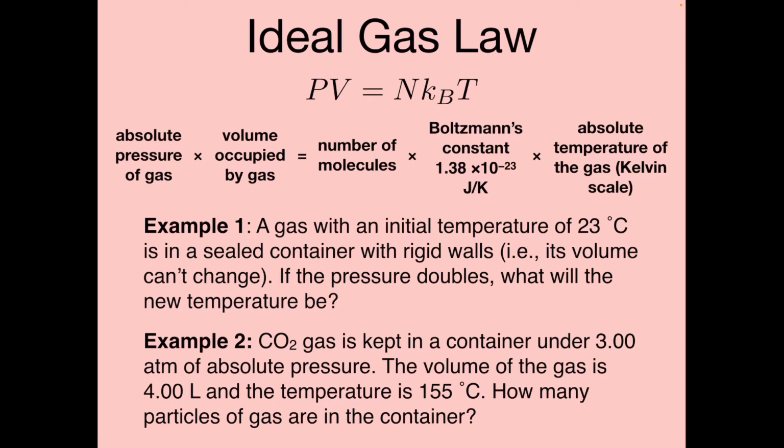Let's do a few examples to really get this down. So example number 1. A gas with an initial temperature of 23 degrees Celsius is in a sealed container with rigid walls. So that means the volume can't change. The volume is just fixed. If the pressure doubles, what will the new temperature be? So let's try to work this one out.